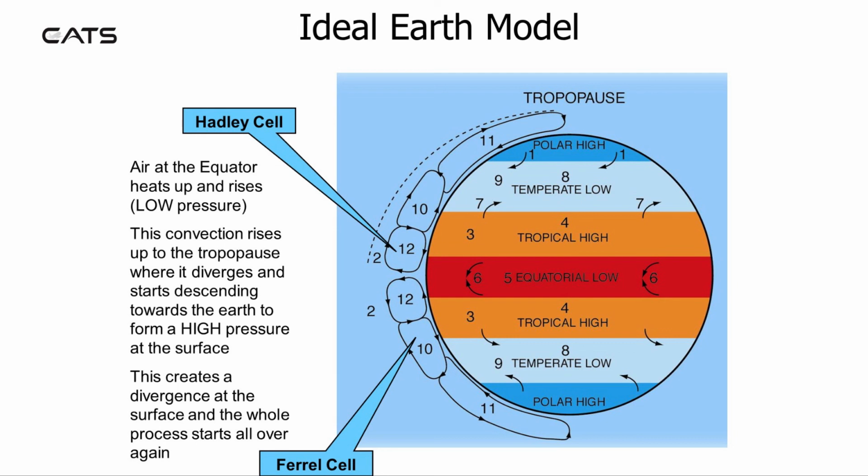This high pressure can flow back towards the equator or polewards towards the temperate region where there will be low pressure and ascending air. This ascending air can travel polewards and descend at the poles, resulting in a polar high. This allows various cells to form. The one near the equator is called the Hadley cell. The one at intermediate latitudes is the Ferrel cell, and the one at the poles is the polar cell.